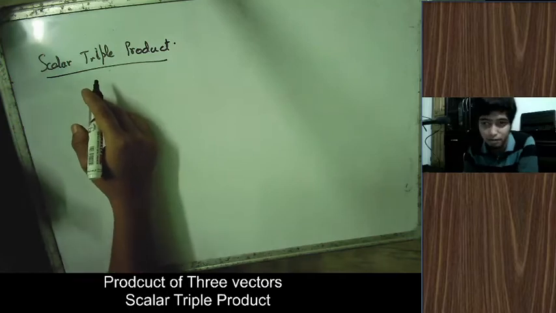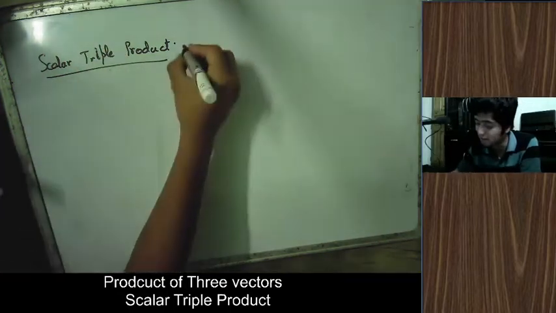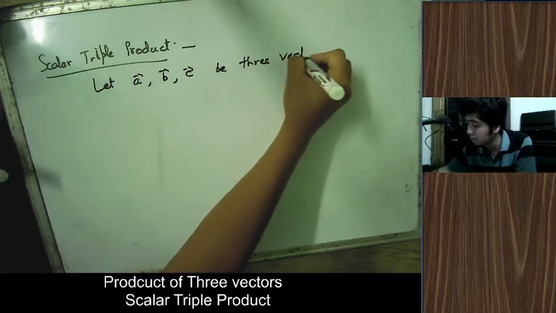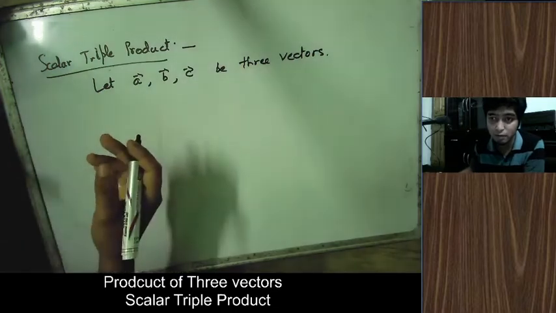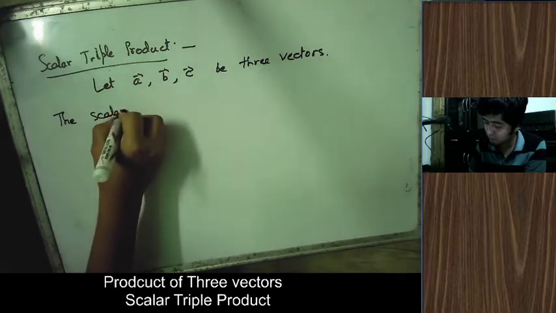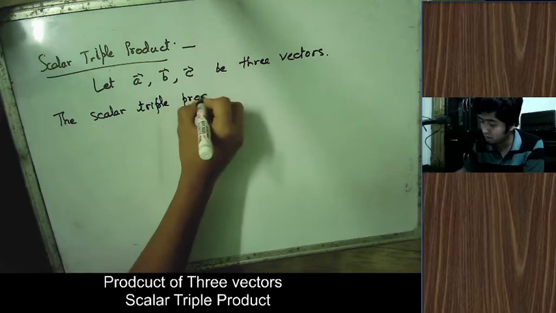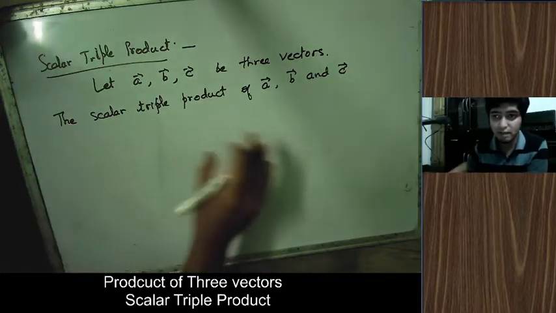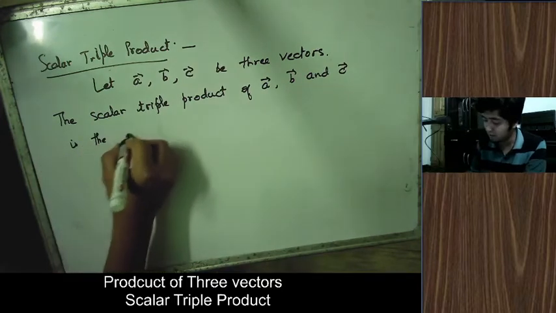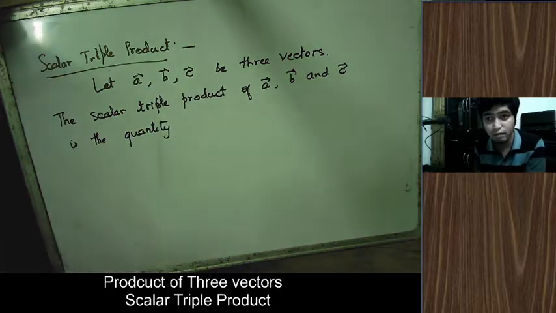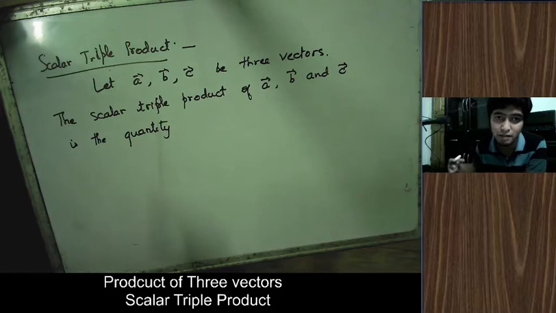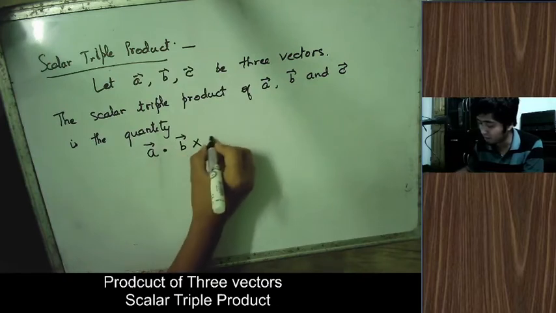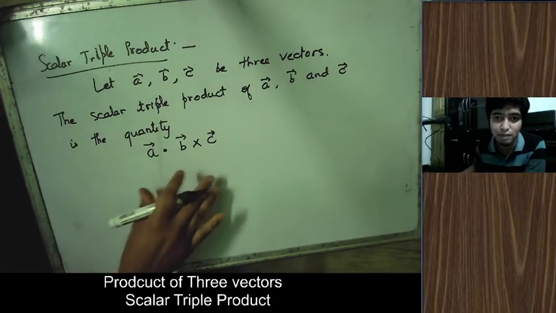Because we are using the word triple, naturally there should be three vectors. So let A, B and C be three vectors. The scalar triple product of A, B and C is the quantity. We have to be very careful over here, because now we want to convert it into a scalar quantity. So over here I will write something like this: A dot B cross C. So this one, it is obvious that it will be a scalar quantity.